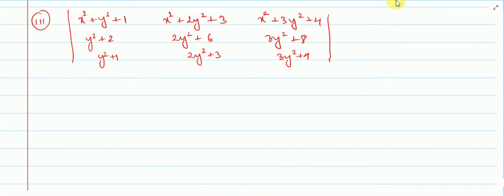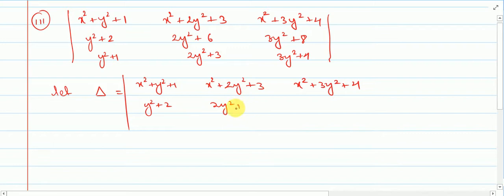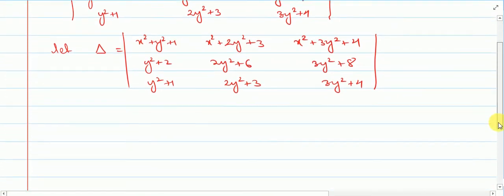Now let us see question number 3. So let delta be equal to this: x square plus y square plus 1, x square plus 2y square plus 3, x square plus 2y square plus 6, 3y square plus 8, y square plus 1, 2y square plus 3, 3y square plus 4. So this is your delta.